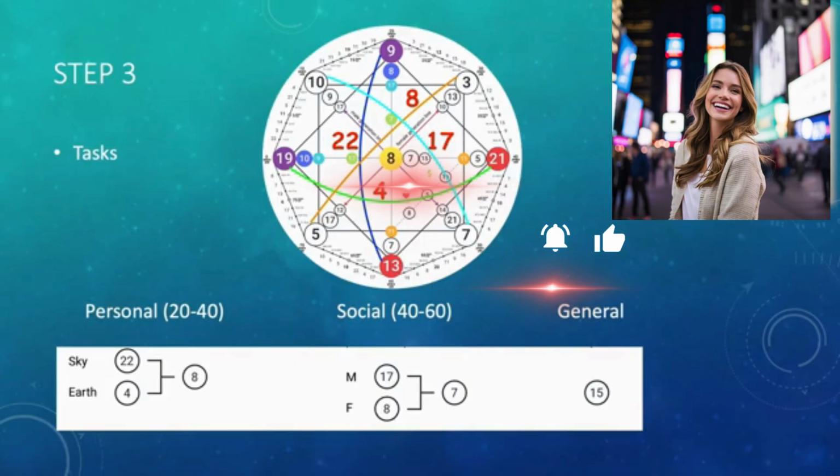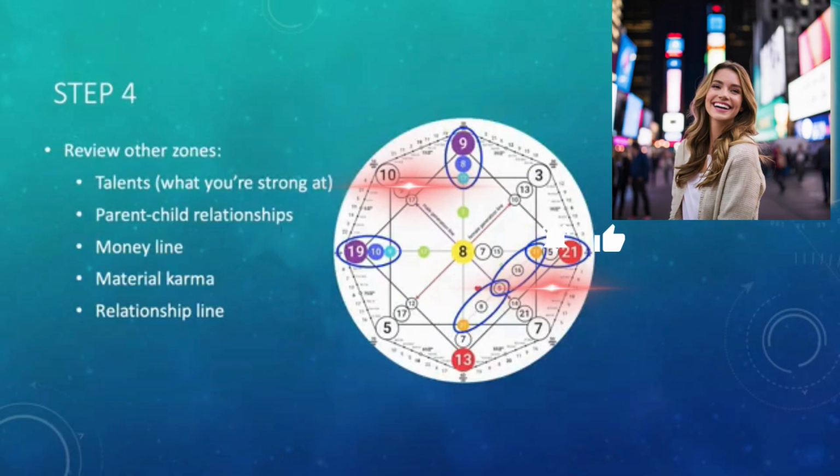All these tasks don't mean that once you pass 40 you don't care about the skyline and earth line. No, these energies will have an influence on you the entire life, and it's important to keep in balance 22 and 4, as well as 17 and 8 on the social tasks. General can also play a role not only after 60 but generally in life.